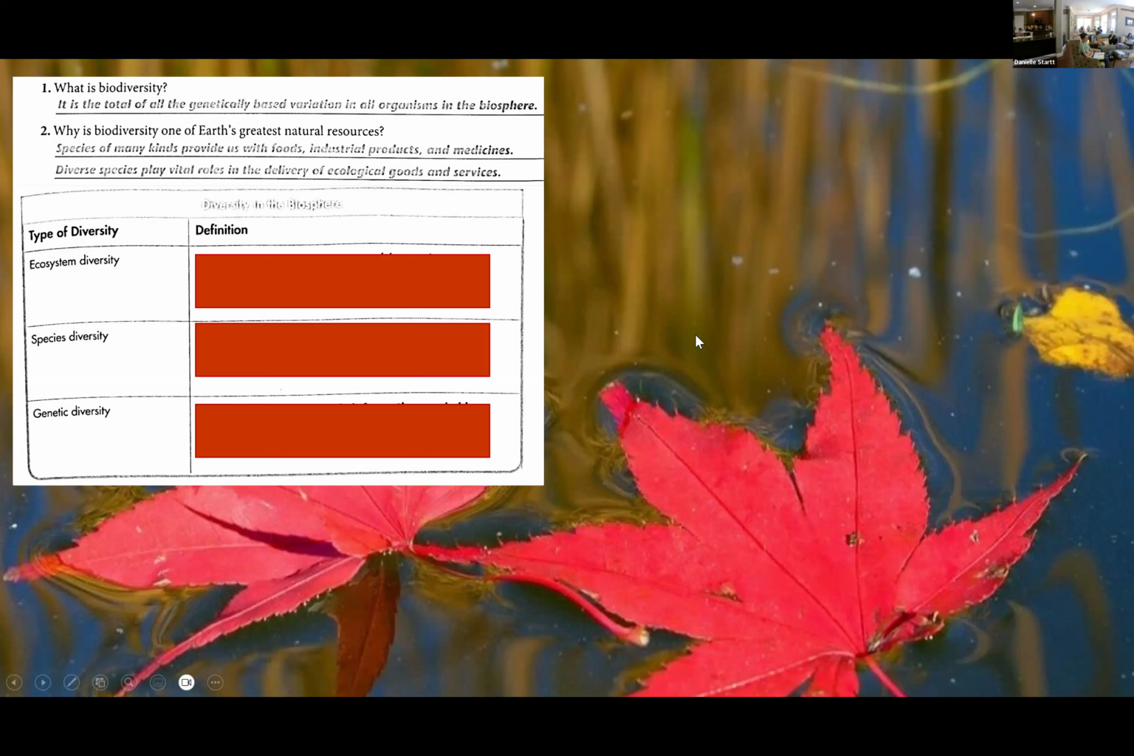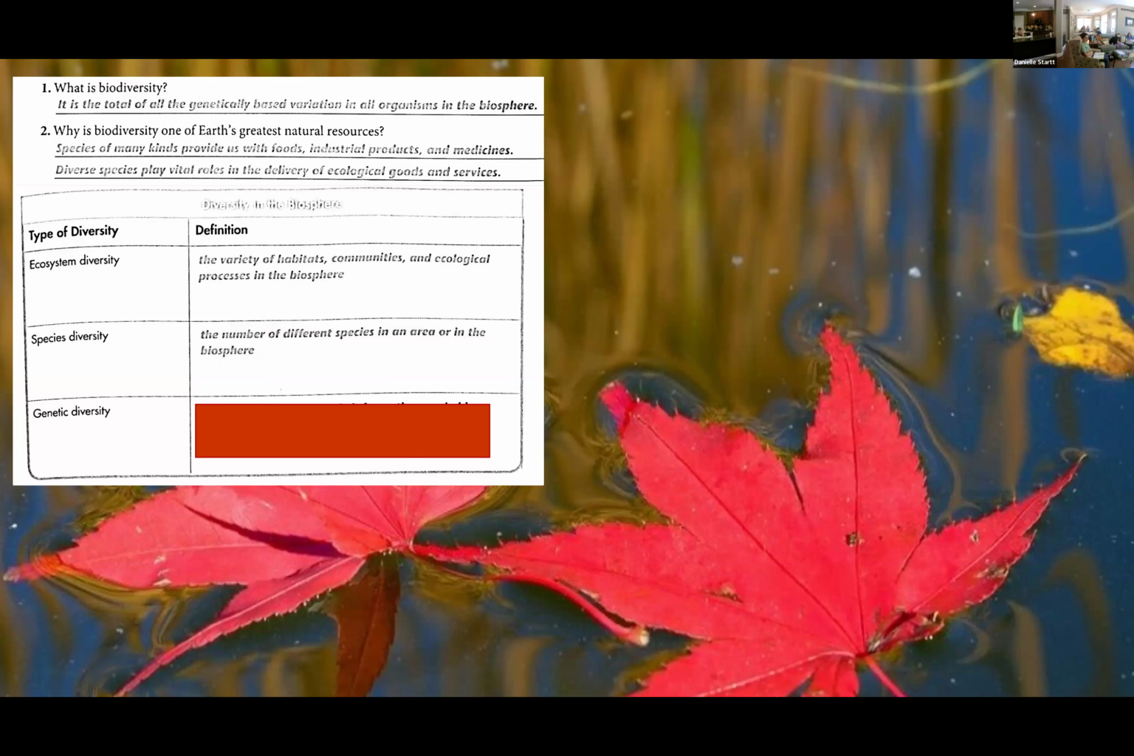So, ecosystem diversity. All right, Kenna, what you got? Yes, the variety of habitats, communities, and ecological processes in the biosphere is your ecosystem diversity. Your species diversity. Colin. Species in an area. There you go. The number of different species in an area or in the biosphere. This is one of those definitions that depends on the area you're speaking about. Is it the species diversity in my backyard? Is it species diversity in my county, in my state, in my country, in my continent, on the whole planet?